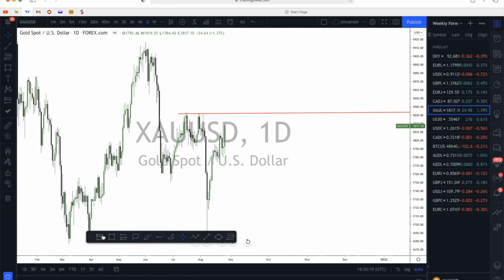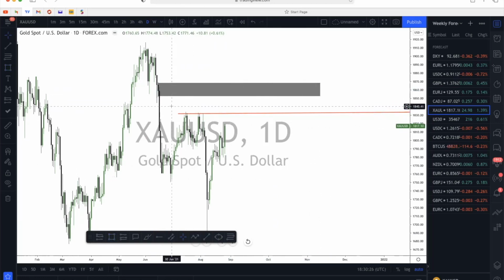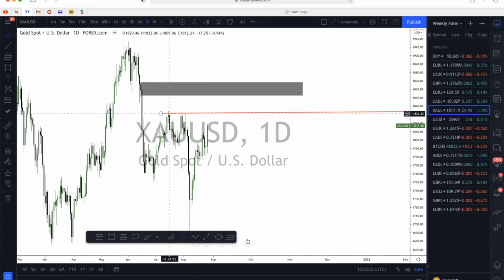Let me just mark this particular block here. So that's going to be my expectation, or price can just come up into this fair value gap too. So that is another zone I'll be looking for. So far, this particular zone will be taken out. This particular zone will be taken out. I can begin to look for an entry.